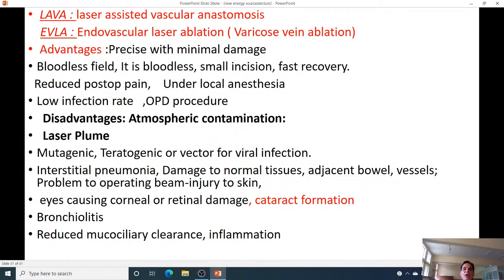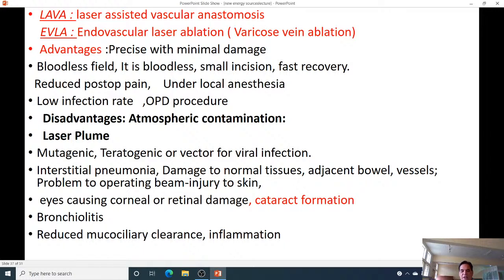Another terminology is LAVA. LAVA is laser assisted vascular anastomosis. EVLA is commonly asked. It is endovascular laser ablation. EVLA is very commonly used now for varicose vein ablation. Advantages: precision, bloodless, small or no incision, fast recovery, minimum pain, no or local anesthesia, no infection. It is an OPD procedure.